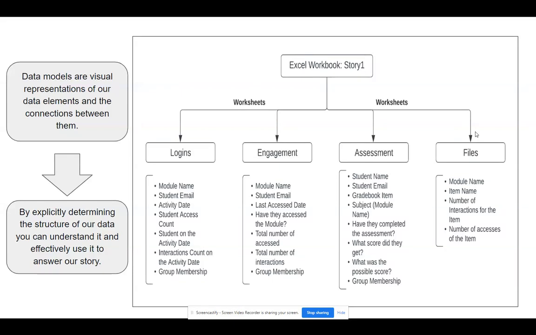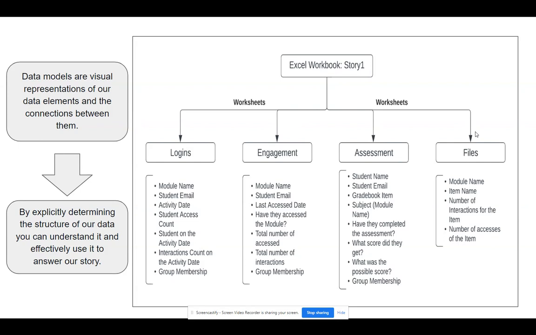We use data models as a visual representation of our data elements and any connections between them. So in this particular case, for story number 1, we've got 4 worksheets, which become 4 tables or fields in Power BI. So the aim really is to explicitly define and, where appropriate, link the individual data variables between tables so that we can basically tell our story.